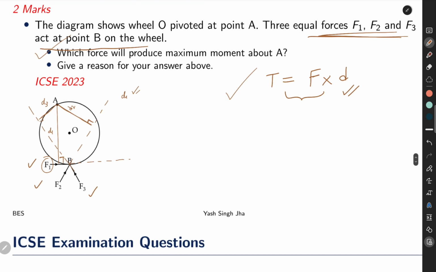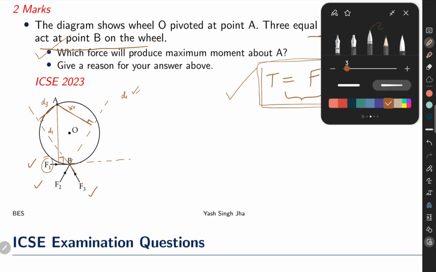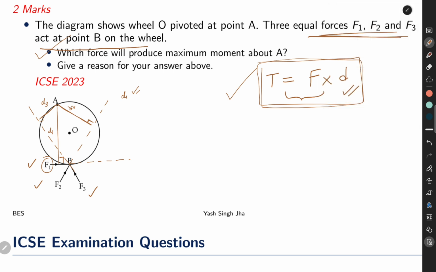Give a reason for your answer above. This entire thought process you have to present in a concise, crisp way. You start with the definition of torque, the moment, which is force times distance. After that, you tell them force is the same, since F1 is F2 is F3. What can change is the distance. What distance? Distance of the line of action of force to the center of rotation or the axis of rotation. And then you demonstrate, create d1, d2 and d3, and then analyze which is the largest, and then choose that as your answer.